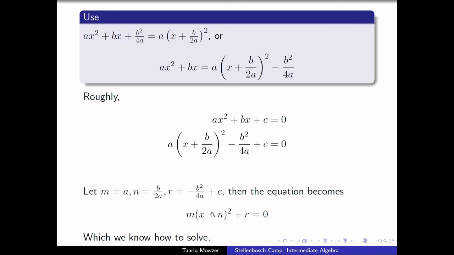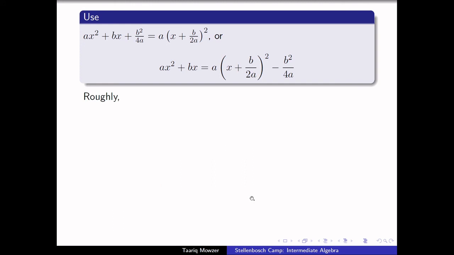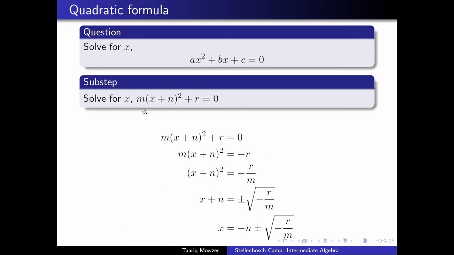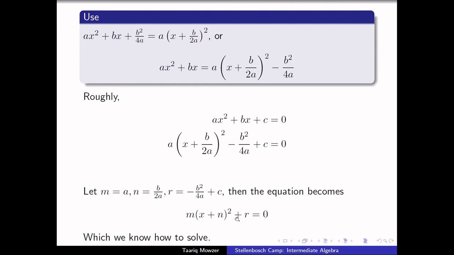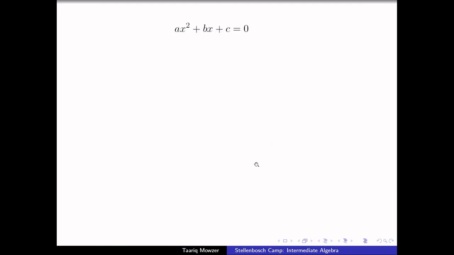Then the equation becomes m times x plus n squared plus r. But previously, we said that we could solve these types of equations. So that means if we just think about this equation, we should be able to solve it, which is what we're going to do next. So starting from the very beginning again, ax squared plus bx plus c, do our factorization substitution of a times x plus b over 2a squared minus b squared over 4a plus c equals 0.